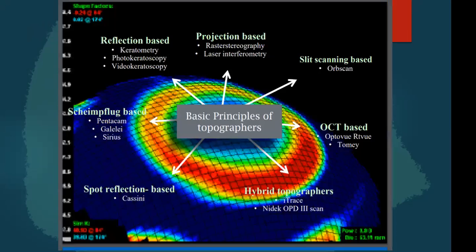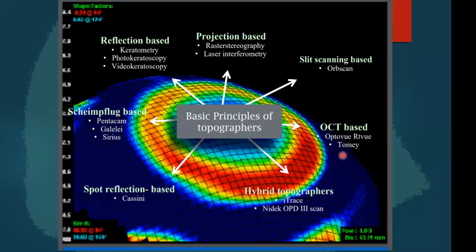These are the basic principles of topographers in today's times, and this is how we broadly categorize them. First is reflection based, wherein we have the keratometry, the photokeratoscopy, that is the placido based topography basically. So it's a reflection of the placido rings from the anterior corneal surface. That is what is reflection based topography. The other one is projection based, which is by the raster stereography and laser interferometry. Another commonly used topographer is the OPD-Scan, which is a slit scanning based method of topography. We'll talk about this in detail later.